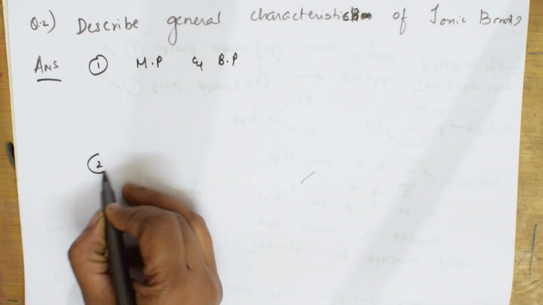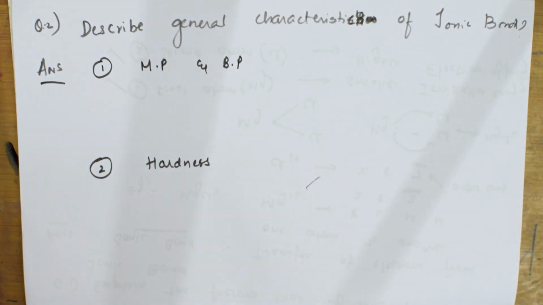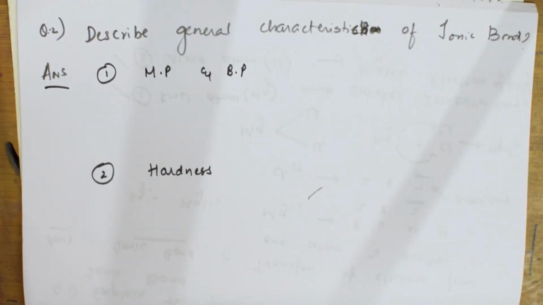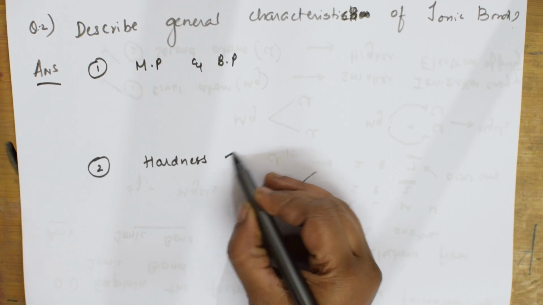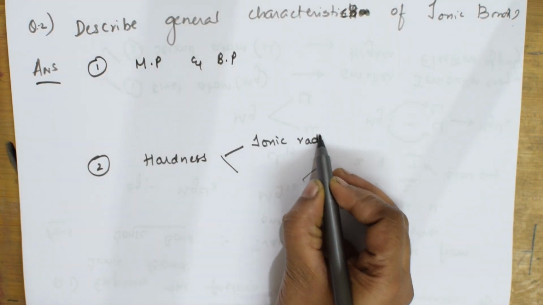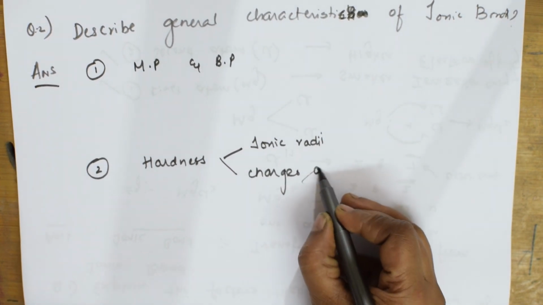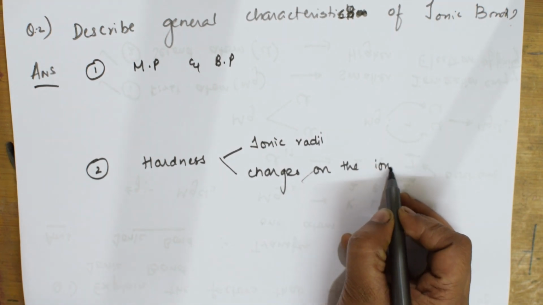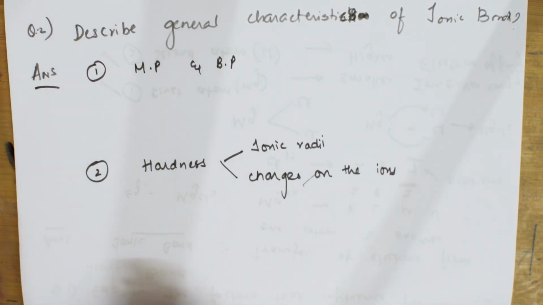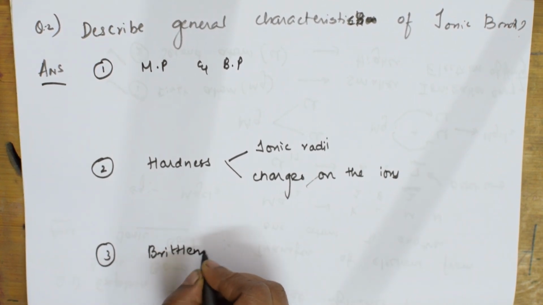The second factor is hardness, right? The hardness, this particular characteristic, is again going to depend upon two factors: it depends on ionic radii, and it also depends on charge. Let me first write all the factors and then come back to you. Charge on the ions, right? Next, third one is brittleness. Third one is brittleness.